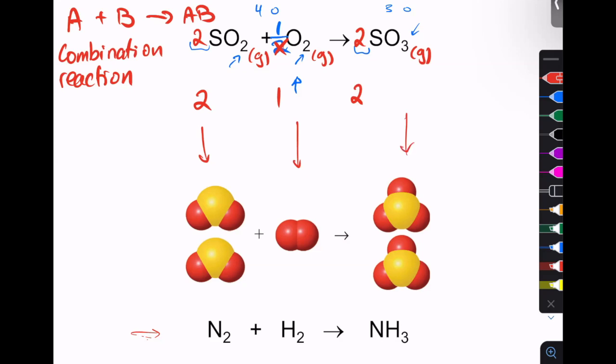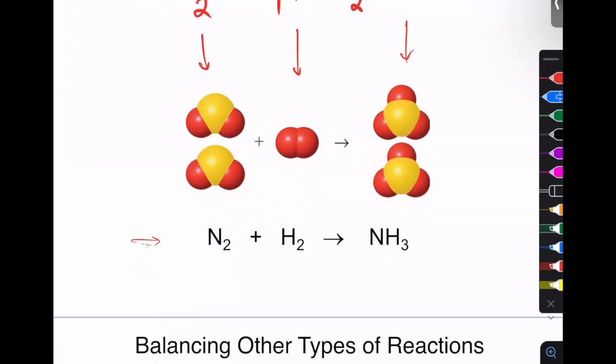And if you count up the atoms here, you can see that on the left-hand side we have 6 atoms of oxygen, and we have 6 atoms of oxygen on the right. We have 2 sulfurs on the left and 2 sulfurs on the right. So we'll come back to that shortcut with some examples later on. Here's another combination reaction.